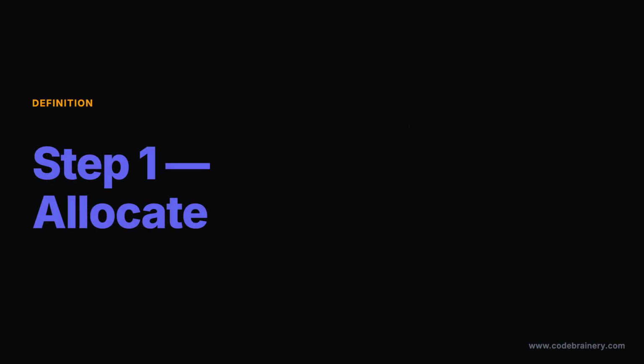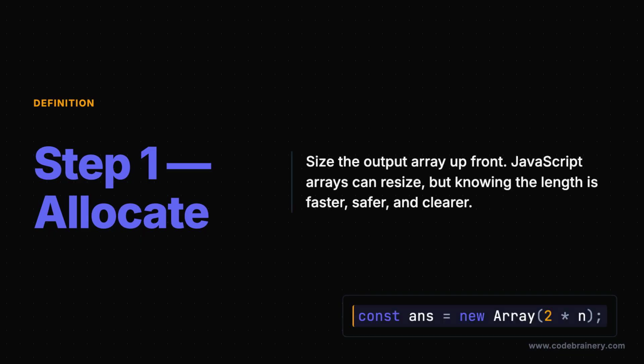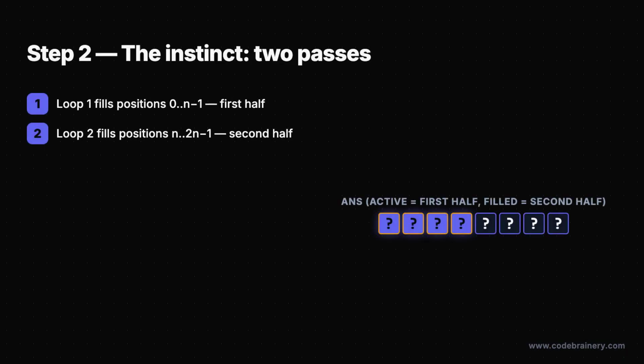Always. Step 1. Make the output array. In JavaScript, we use the new array constructor, with twice the input length. Arrays could resize on the fly, but it's faster and safer to lock the length up front. Here, we know it exactly. Step 2. The instinct. Copy the input over. Then copy it again. 2 separate loops. The first loop fills the first half, positions 0 up to n-1. The second loop fills the second half, positions n up to 2n-1.